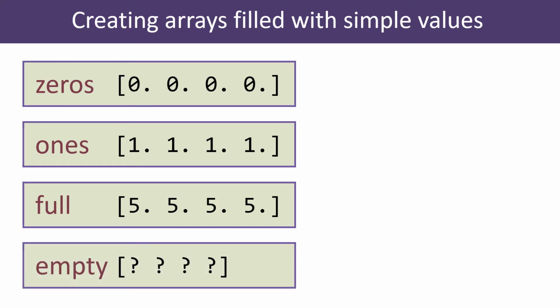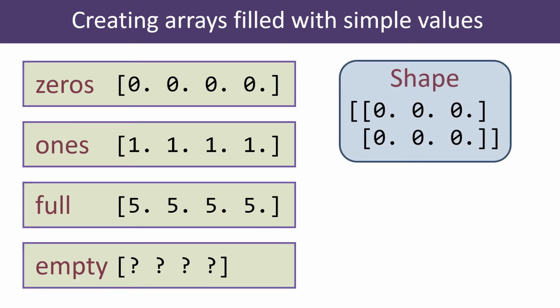The final function in this set is the empty function. This will create an array, but it won't initialize the memory at all. This will be slightly faster if you don't need to initialize the array. For example, if you're planning to write other data to the array before you use it.